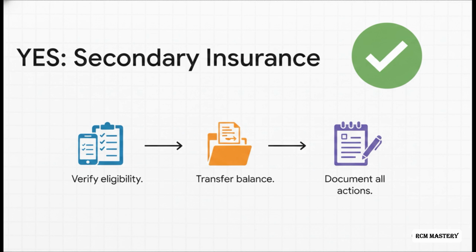If the answer is yes, great. Your job just got a whole lot clearer. First, you've got to verify eligibility with that secondary carrier for that date of service. Once you confirm they're active, you can transfer the balance and get that claim and the primary EOB sent over. And you know the drill. Document everything. Who you talk to, reference numbers, every single action.